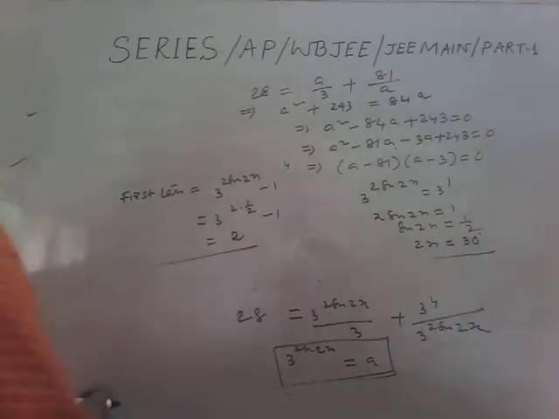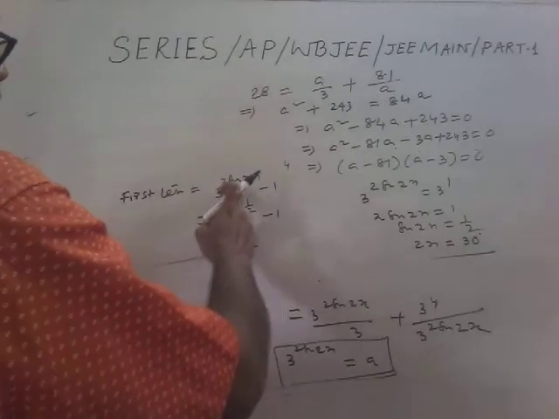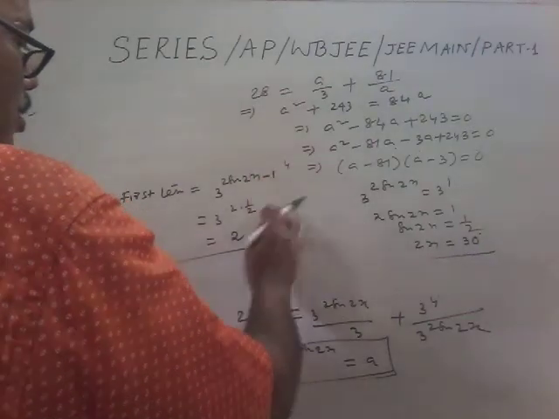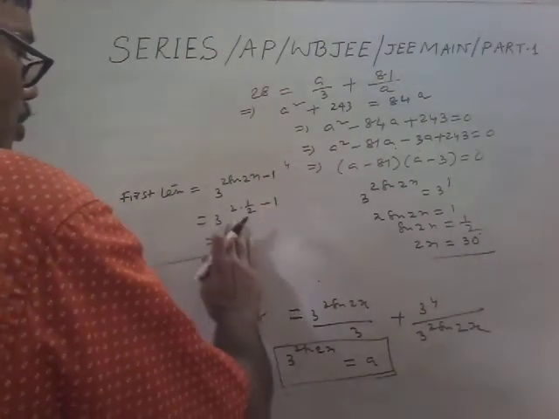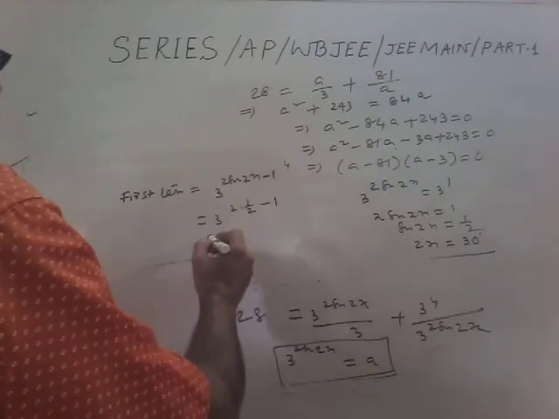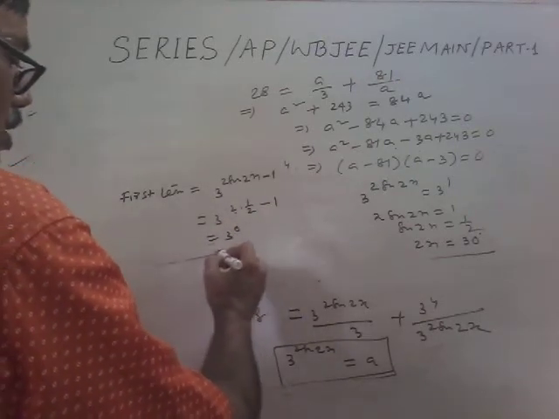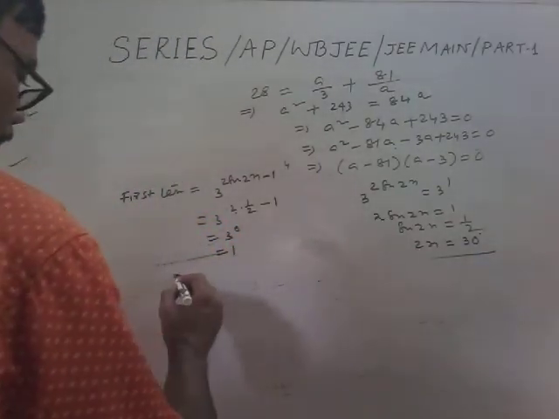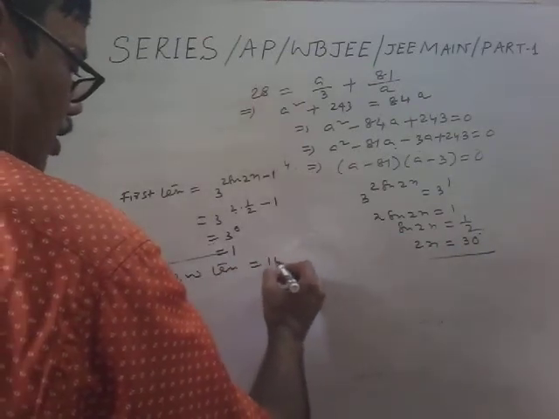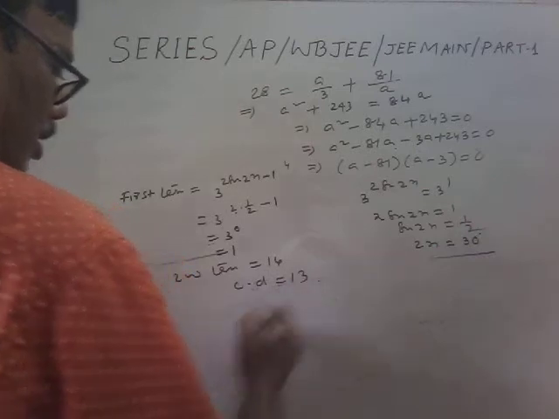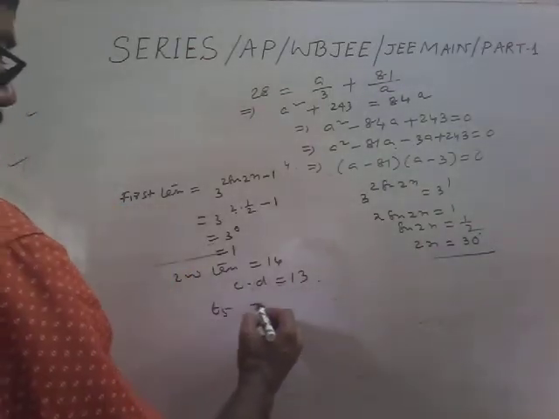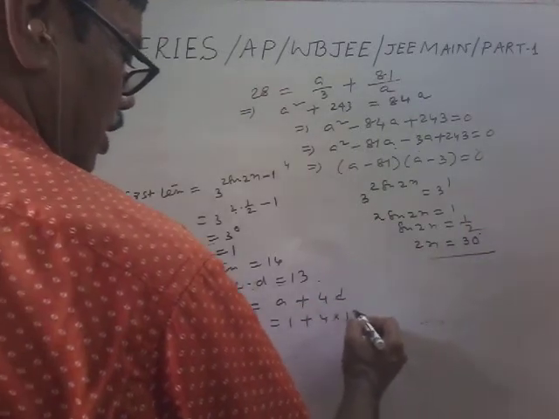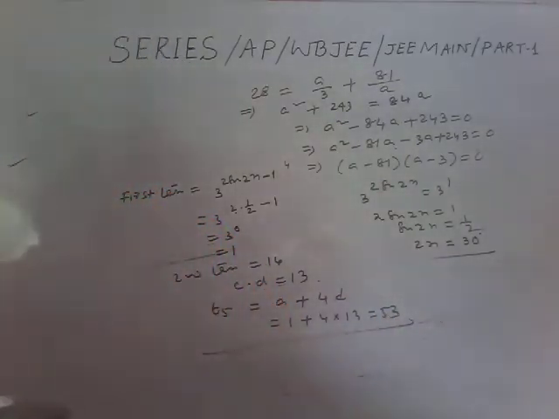So the first term is 3 to the power 2 sin 2x minus 1, so 3 to the power 0, that is, first term is 1. What is the second term? Second term is 14. So what is the common difference? 13. So we need the fifth term. So a plus 4d, 1 plus 4 into 13, this is 53. So fifth term is 53.